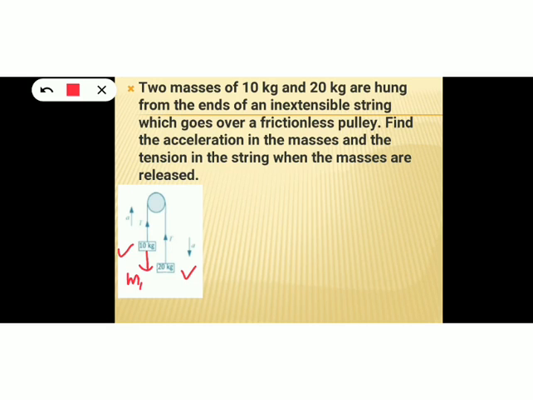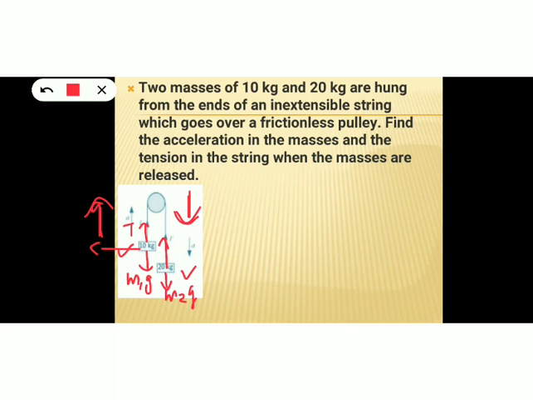One is the weight of the mass. So let the weight of the first mass be m1g acting vertically downwards, and the other force is the tension of the string acting upwards. For the second mass also, the weight m2g acts vertically downwards, and the tension of the string acts upward. The 10 kg mass moves upward, and the 20 kg mass comes downward. So for the first mass the acceleration is upward, and for the second mass it is downward.